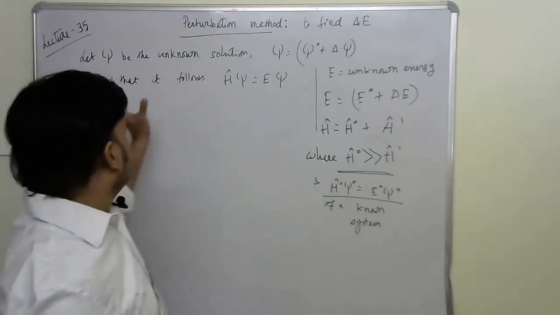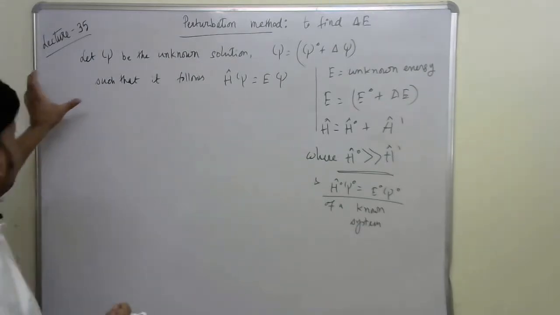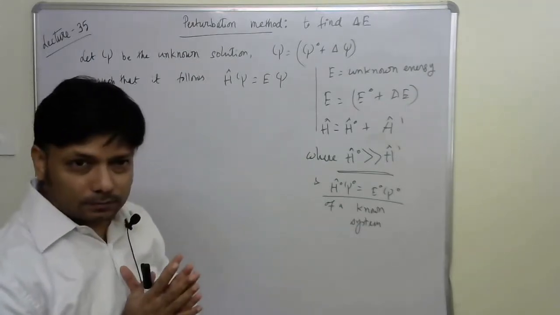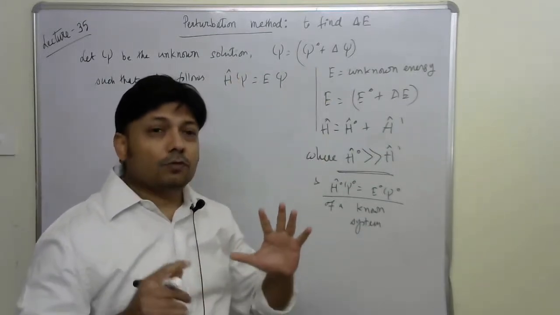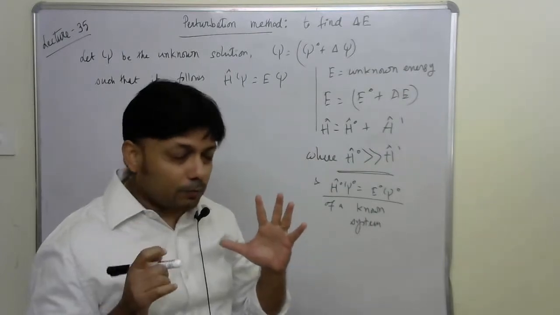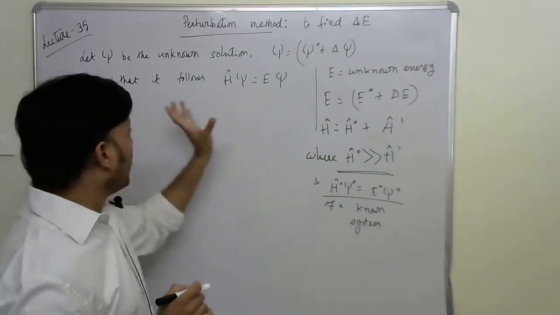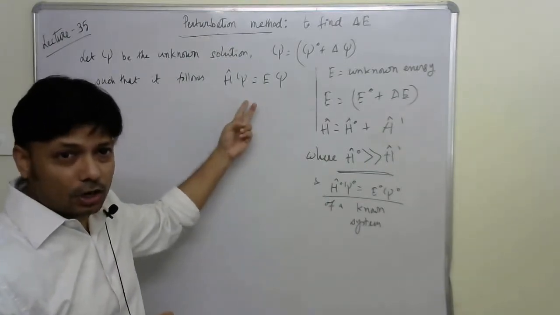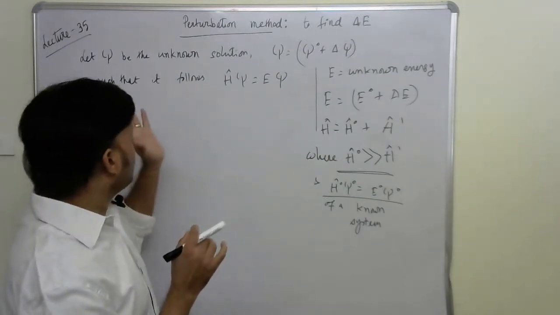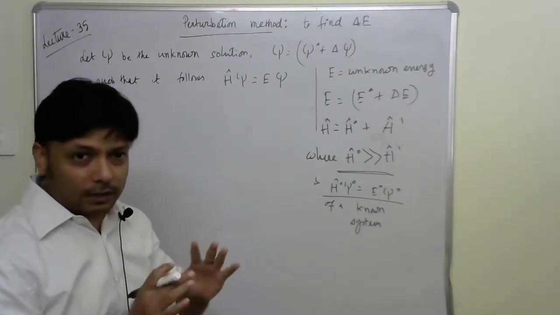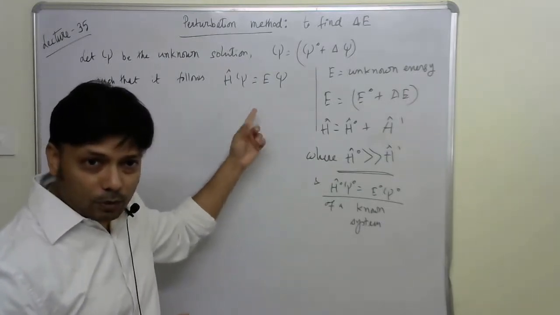So here we are in the process of finding delta E. Let's start with the assumption that psi is the unknown solution, where psi is equal to psi naught plus delta psi. And if we become successful in finding psi, then of course there is no problem to write that in that situation H psi is equal to E psi, because we are assuming that the unknown solution psi exists, and that forms an eigenvalue equation.